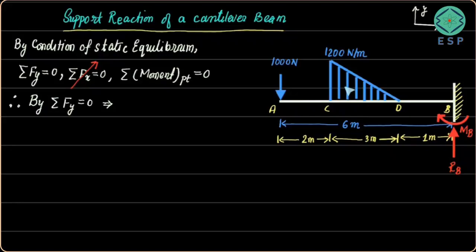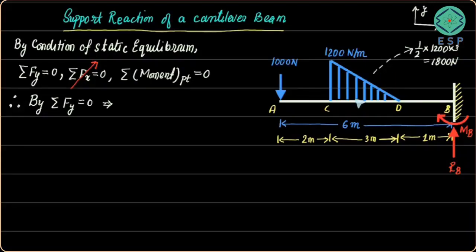Before that, we have to do one small adjustment over here. This is a varying load, so we have to convert the varying load into a point load. That's a very simple rule. We consider this as a triangular kind of loading. We follow half times the intensity times the length over which it is acting. So it will be half times the intensity, 1200, times the span, 3 meters. If you multiply 600 by 3, this value will come as 1800.